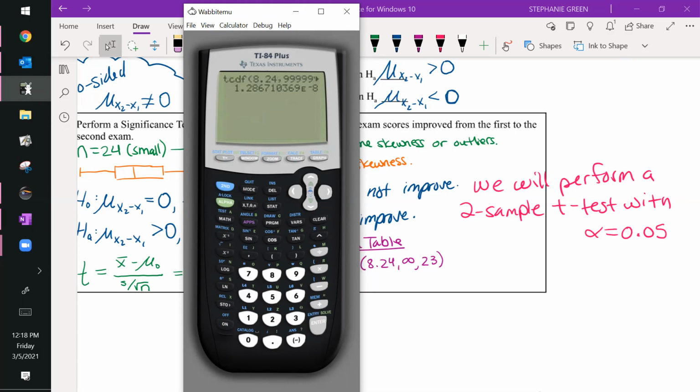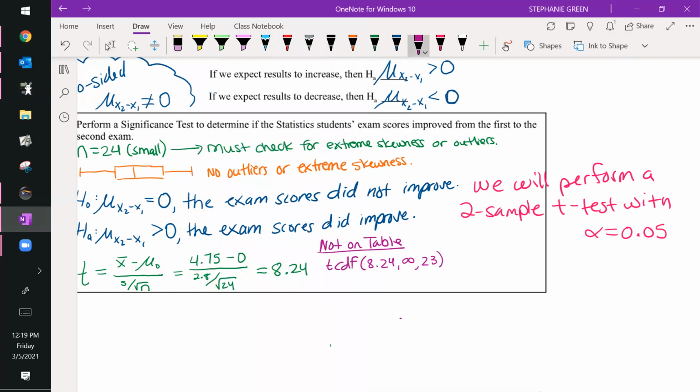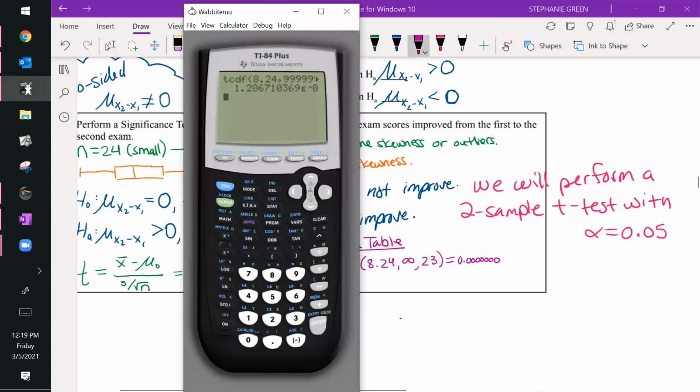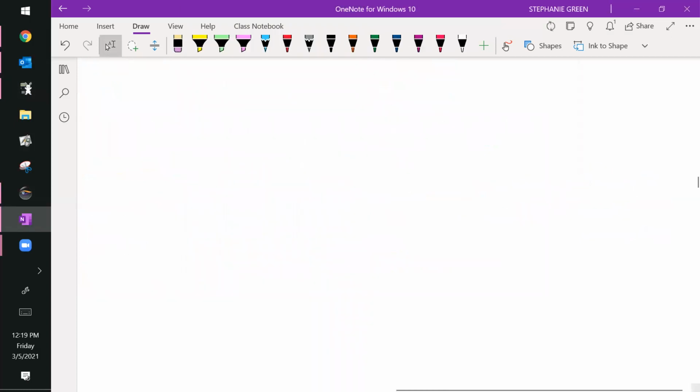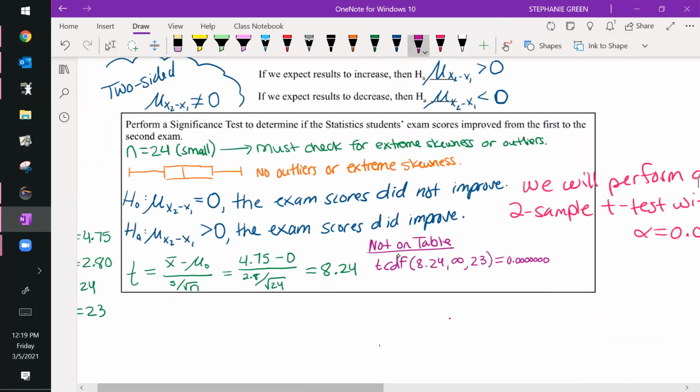So my p-value, again, this is in scientific notation. This E-8 over here means I'm going to take this decimal and move it 8 places to the left. So it's going to be 0.1234567 zeros, and then the number 1. So is that less than alpha? Yeah, we already knew that was going to be less than alpha. So we can reject our null hypothesis.